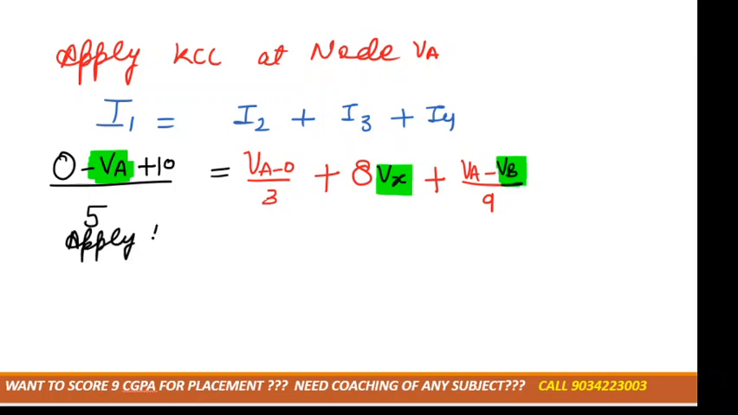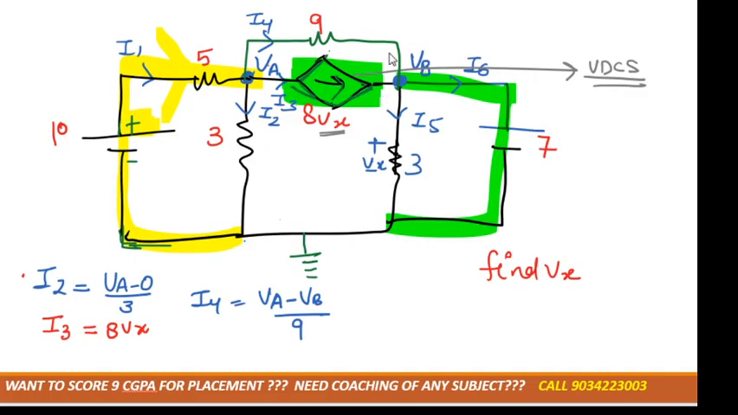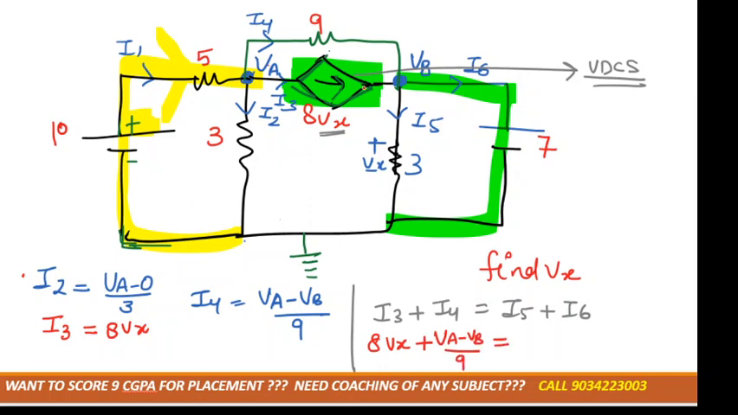Now we'll apply KCL at node B, right? At node B, you can see that two currents are incoming and one current is outgoing, correct? So we can write I3 plus I4 is equal to I5 plus I6. I3, we know, is again 8 Vx. I4 also we know, that is VA minus VB divided by 9. I5 is moving from VB to 0, so that would be VB minus 0 divided by 3.